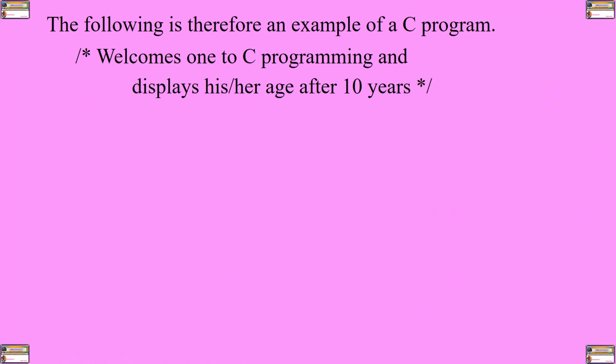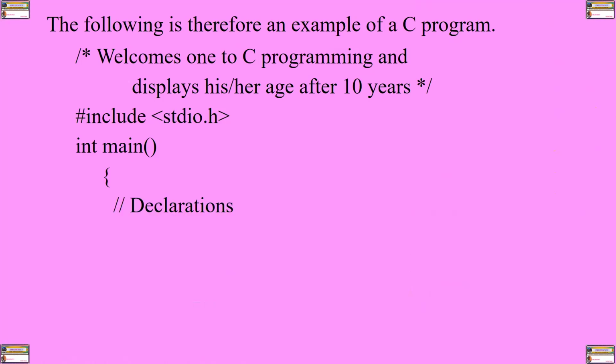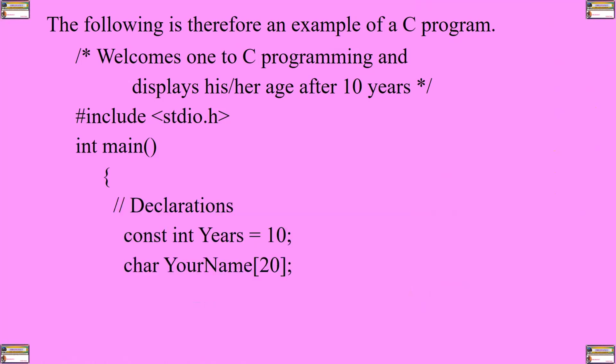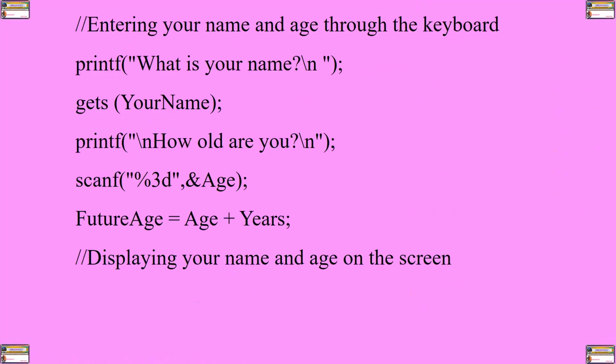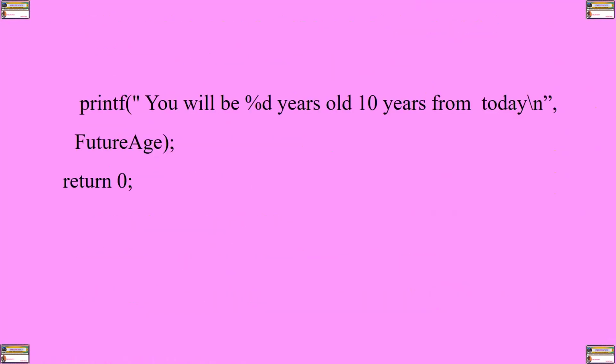One, we have the comment. Two, we have the hash include preprocessor directive. Then we have the int main followed by this brace. After that, we now enter into the body of the program. And the body contains declarations and any other statements or instructions that would like to be carried out. All these are a part of the instructions. Then we have the statement return 0 and then this brace. So that's generally the structure of a C program.